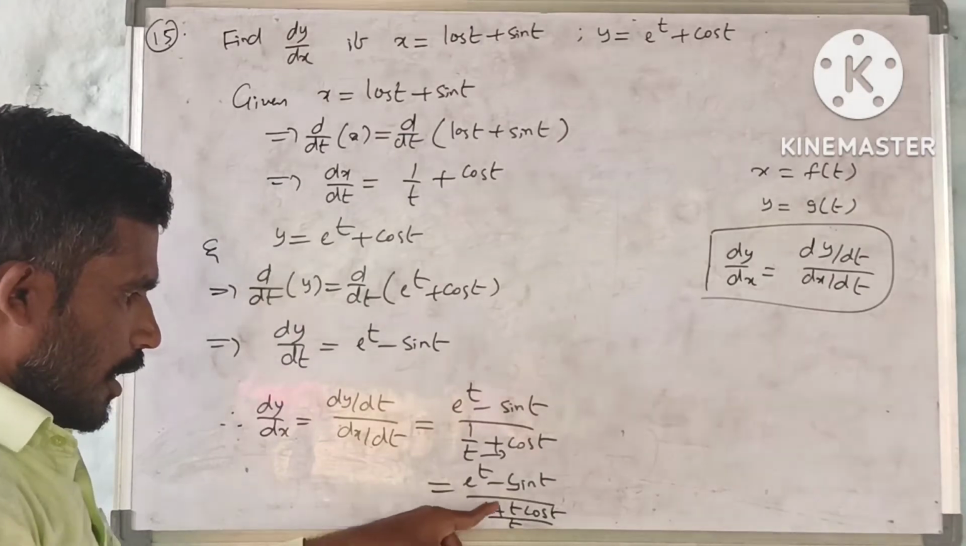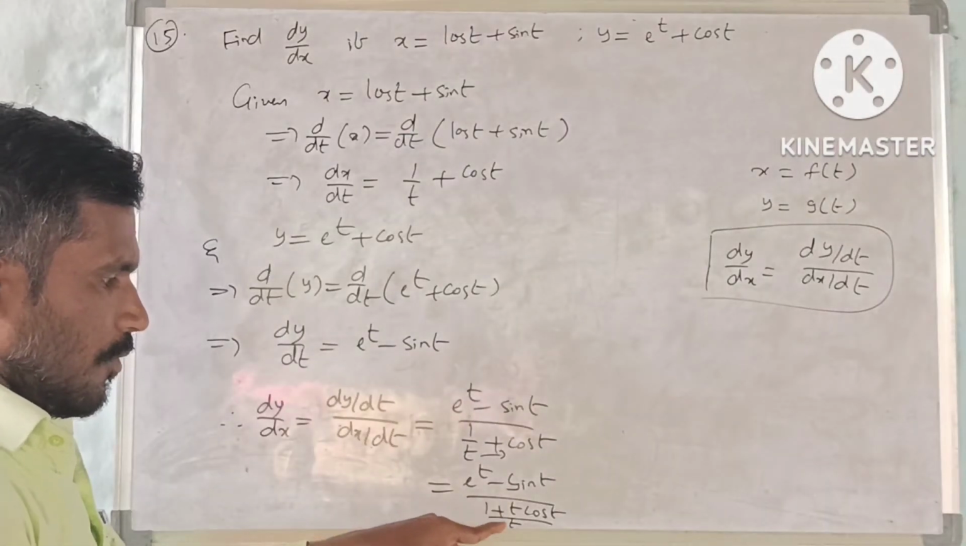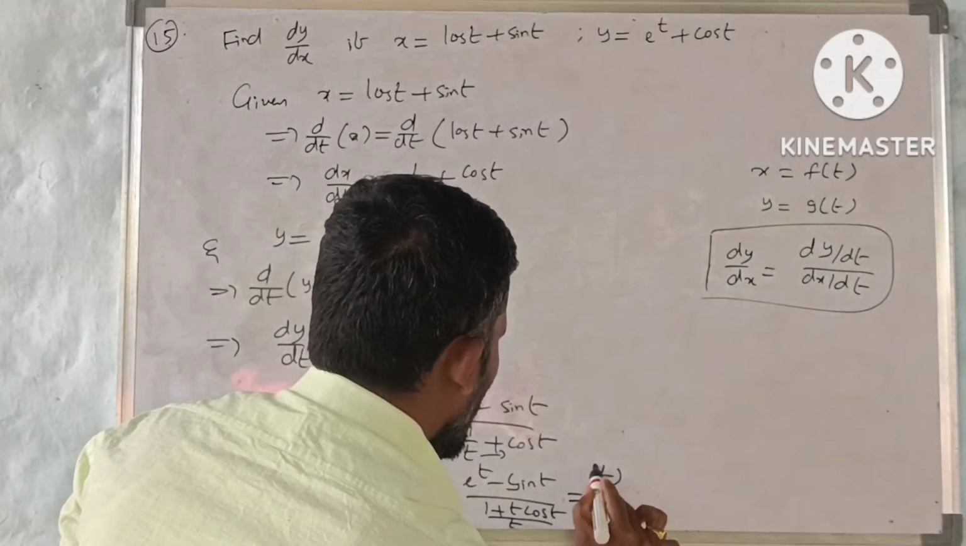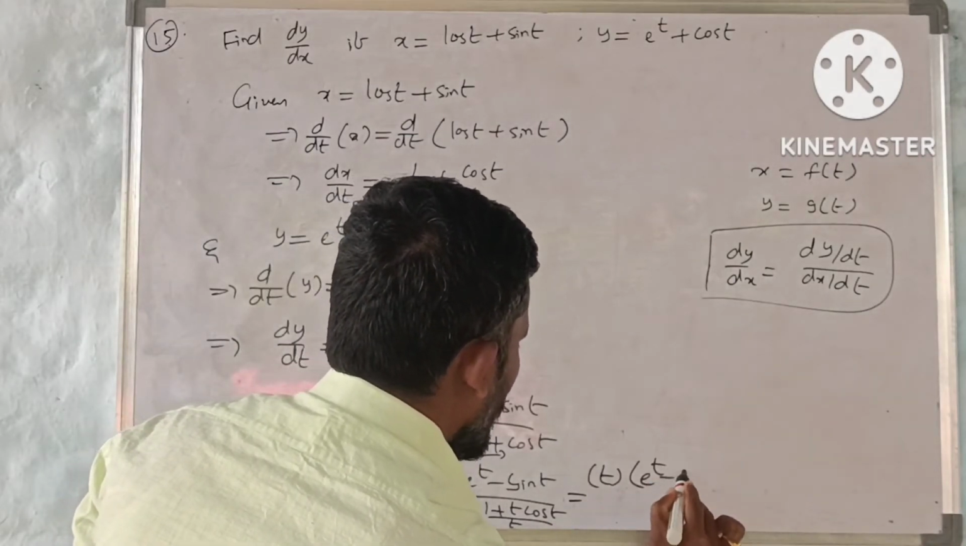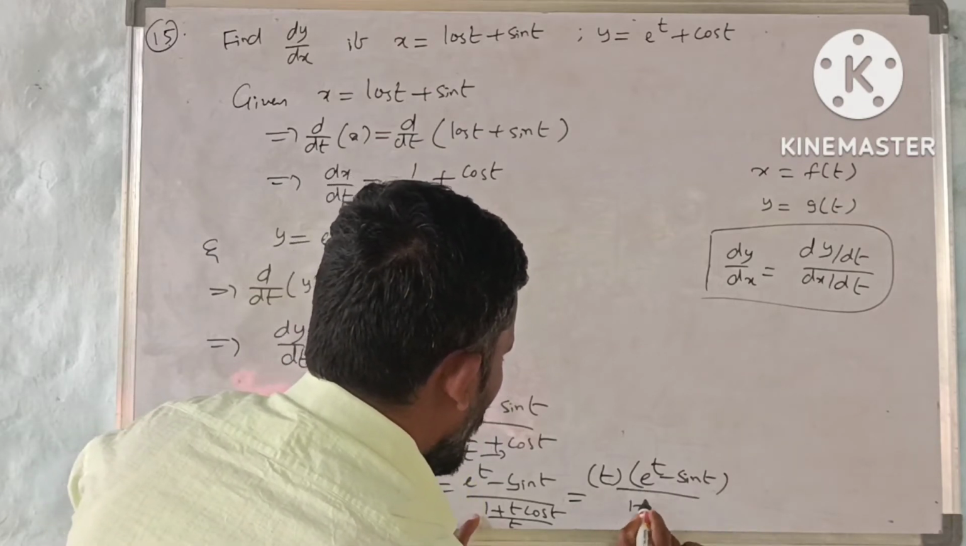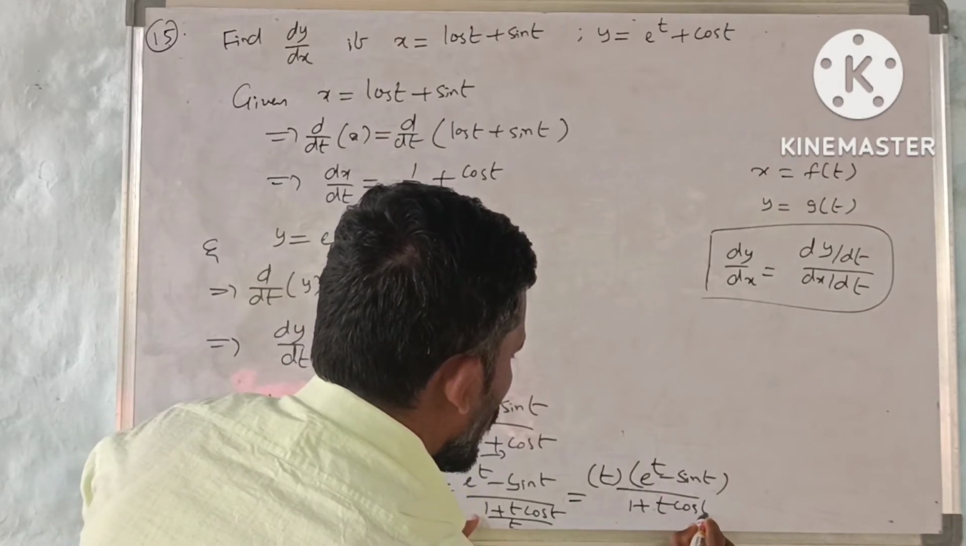In the denominator again we have the a by b form. When I take it into the numerator, what we get is t times e power t minus sin t, divided by the remaining 1 plus t cos t.